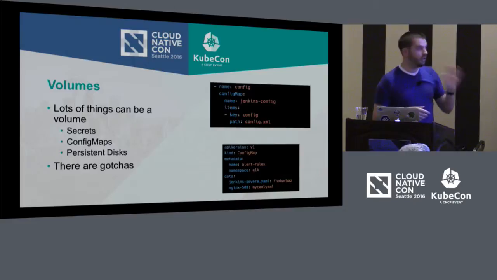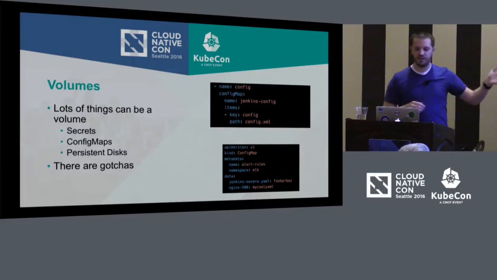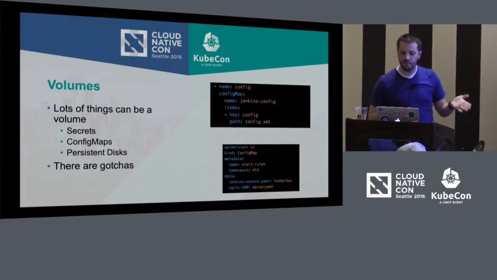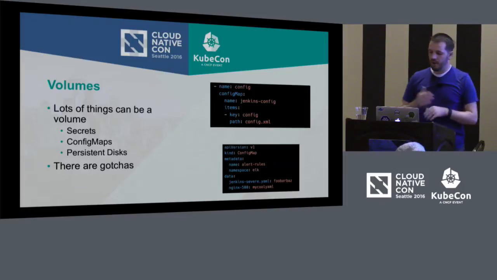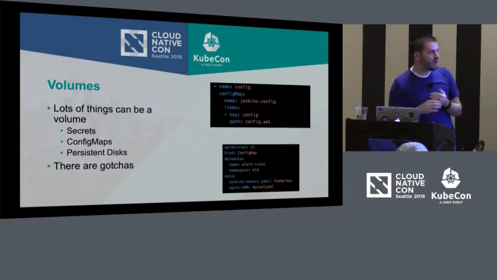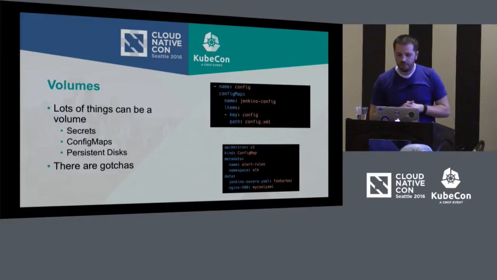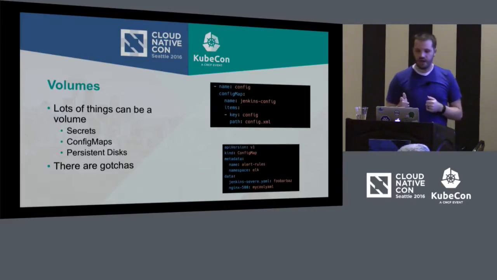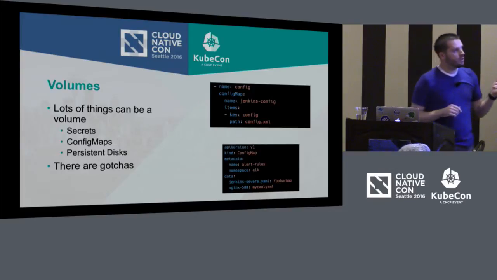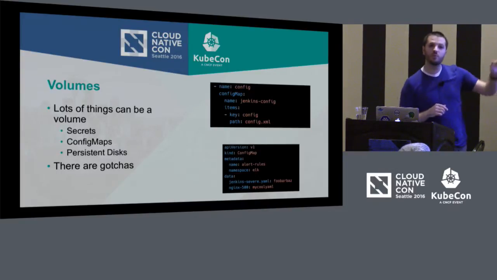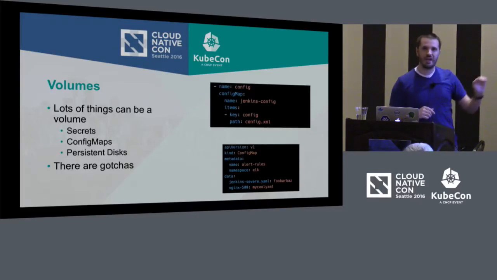So the next thing, volumes. Now, volumes, the first thing we learned about this is that lots of different things can be volumes. Config maps and secrets are very similar in how they behave when they're mounted. You can also mount different types of persistent disks. And a couple different things with that. So a lot of times when you just mount a config map, if you have multiple keys inside that config map, it's going to mount each key as its own file.